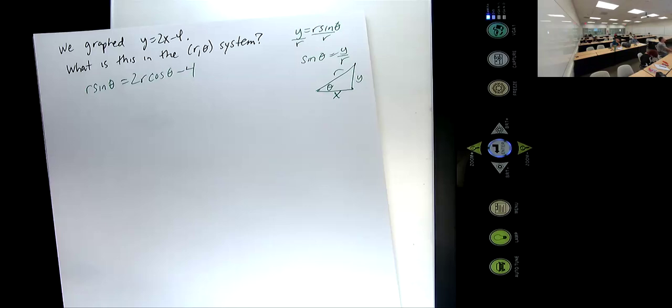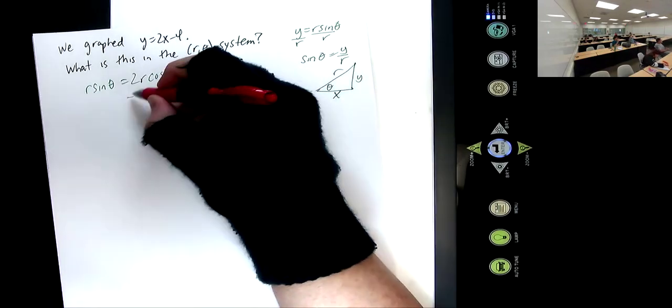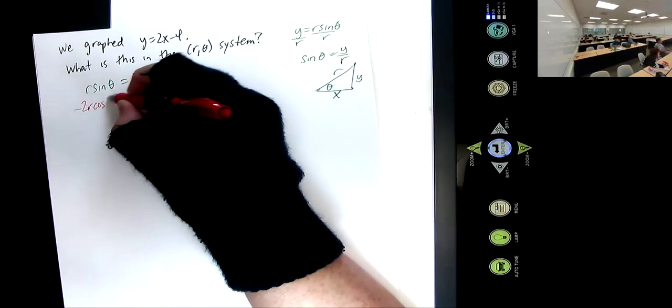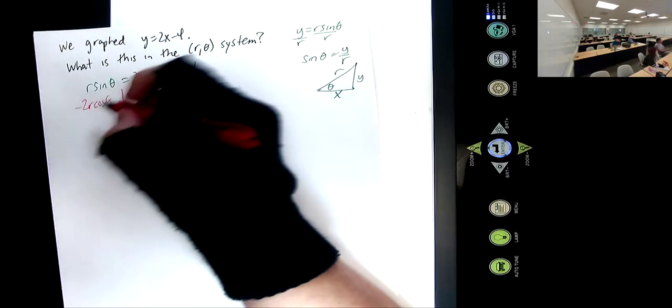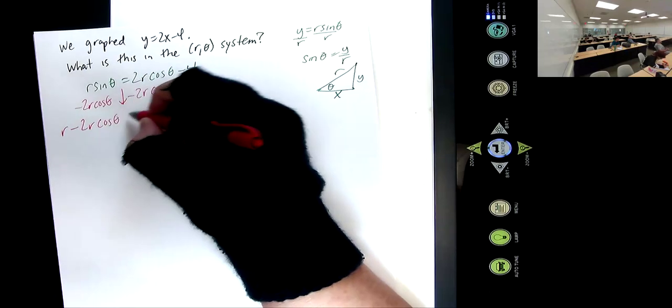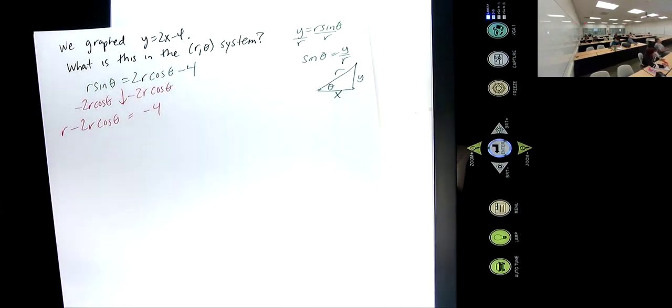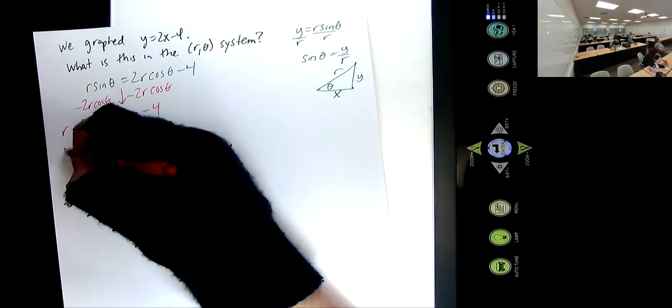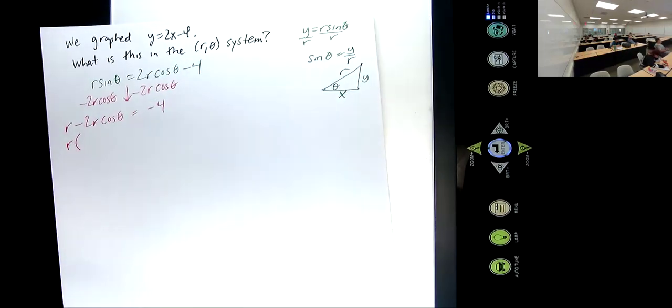Now, usually they like one letter, solve for the other. So I could subtract 2r cosine theta from both sides. You're not gonna like this, but there's a lesson here. We get r minus 2r cosine theta equals -4. If we factor out the r, what happens? David.